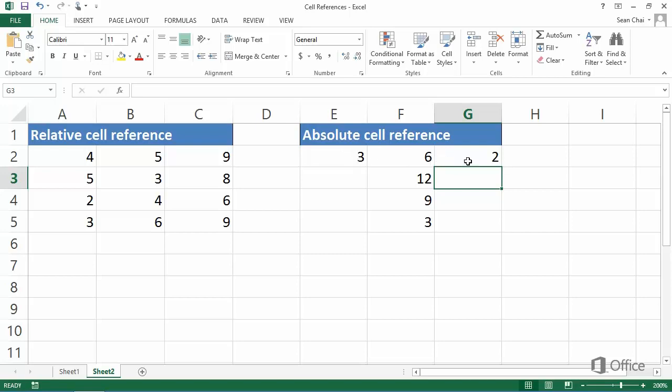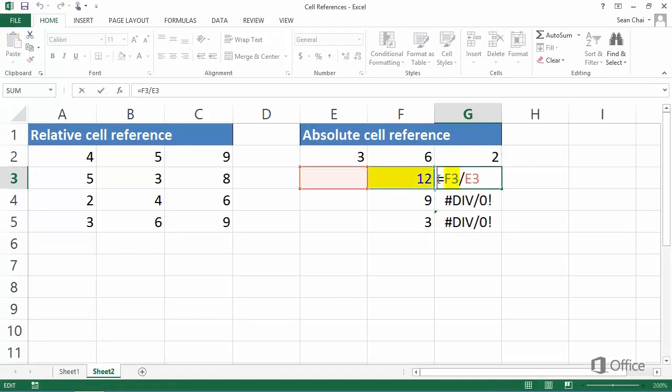If we copy the formula like we did before, we get an error. For example, in G3, the copied formula is F3, which is 12, divided by E3, which is blank. Excel interprets a blank cell as a 0, and that's a math error.